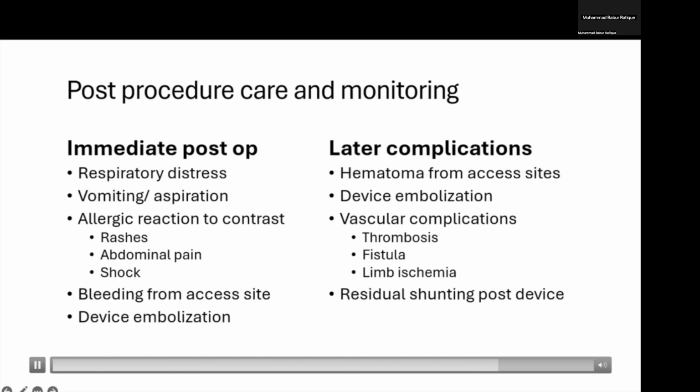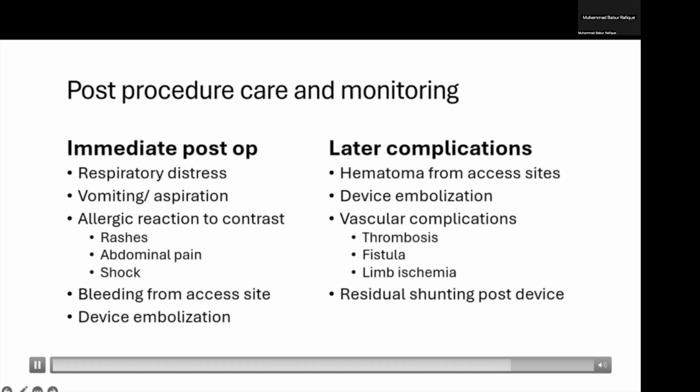So sometimes the device stays there for the first few hours, but when the patient wakes up, strains, cries, if it's a baby, sometimes you can still get late onset device embolization, but that's rare. So it's still important to monitor these kids after the procedure.